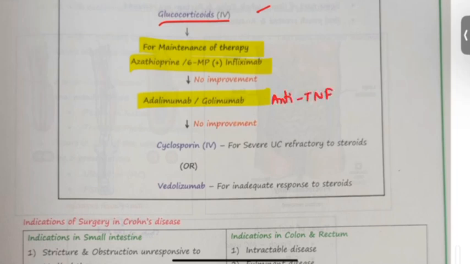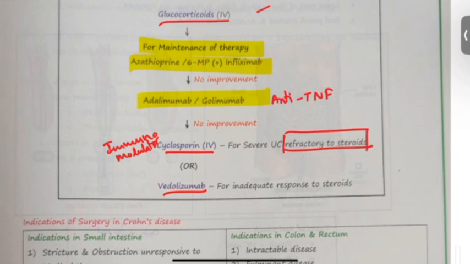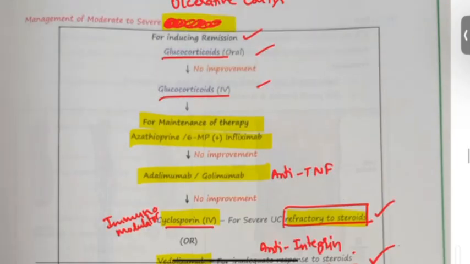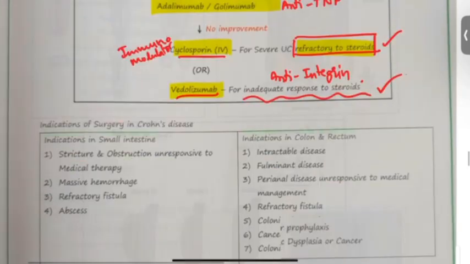If again this doesn't work, we'll go for immunomodulators, cyclosporine. This is used for severe ulcerative colitis refractory to steroids. Okay, after this we can use an immunomodulator or we can go for anti-integrin. In case there is inadequate response to steroids, if completely refractory, we will go for immunomodulator. If inadequate response is there, then we can go for anti-integrins. So this is the management of moderate to severe ulcerative colitis.